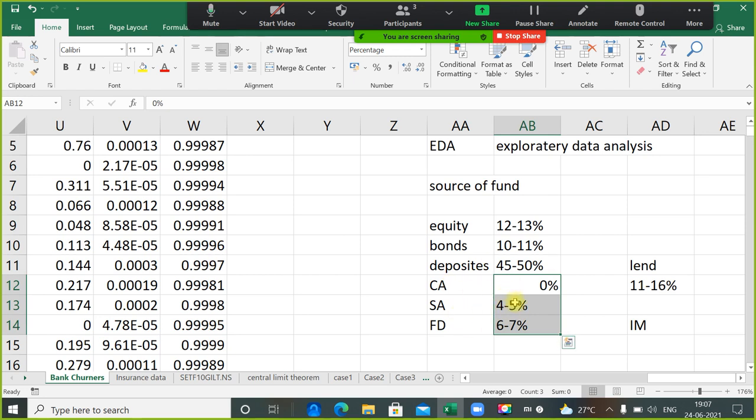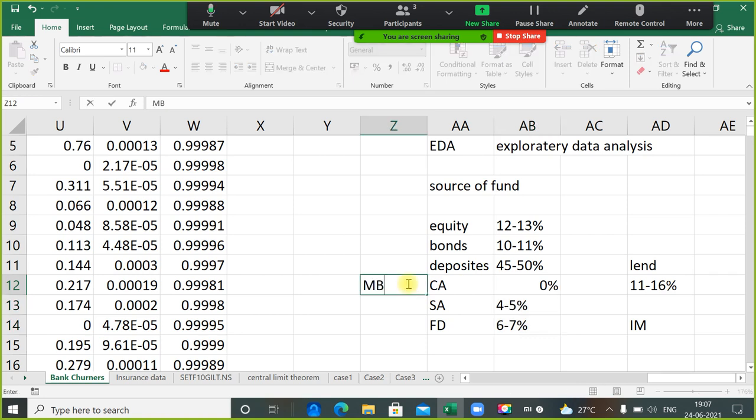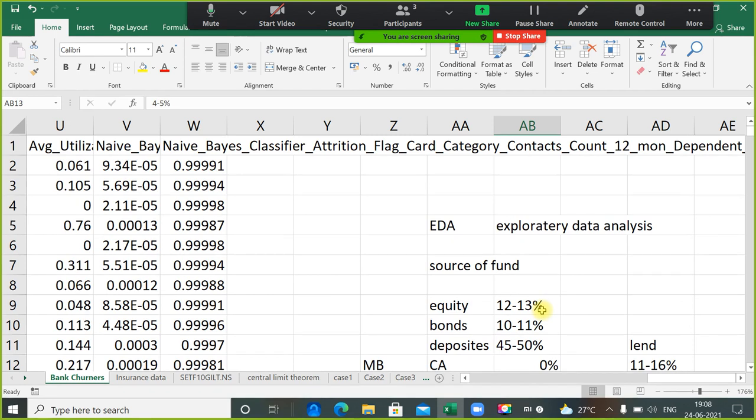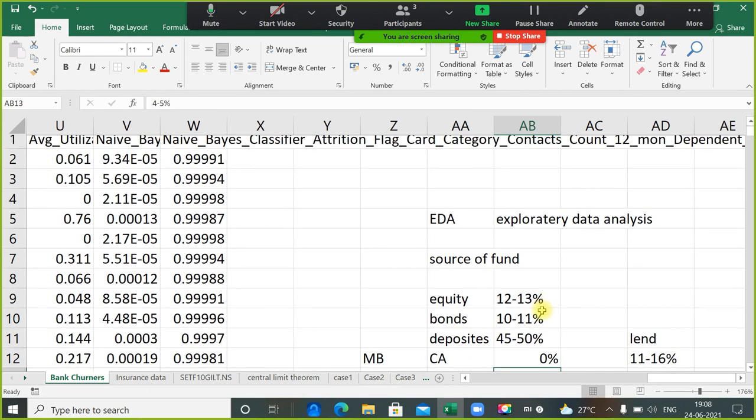So if some customers are leaving, their minimum balance and all these things are lost for the bank, right? If a customer keeps an average balance like 10 to 12 thousand per month in a savings bank account, then that will be a loss. The cheapest source of funds will be lost by churning out. Churning out means they are leaving.